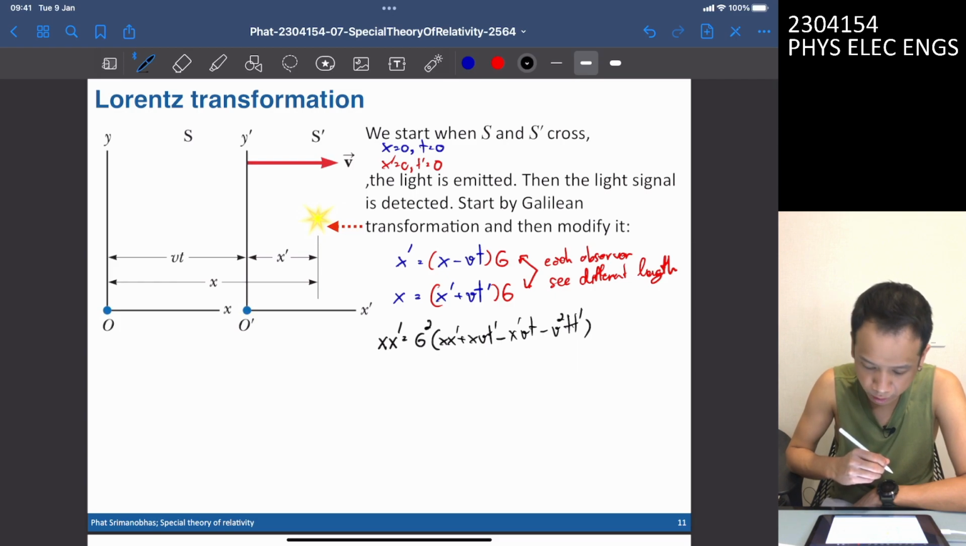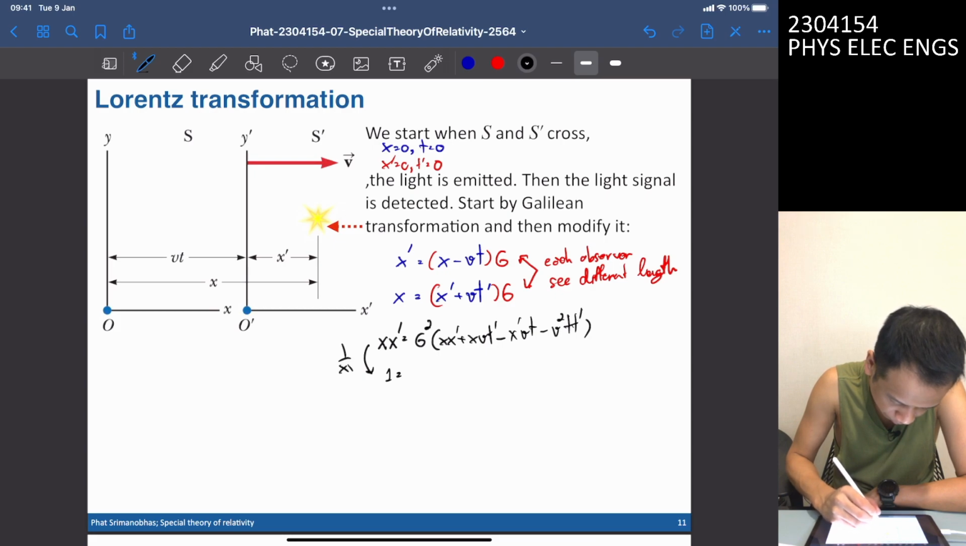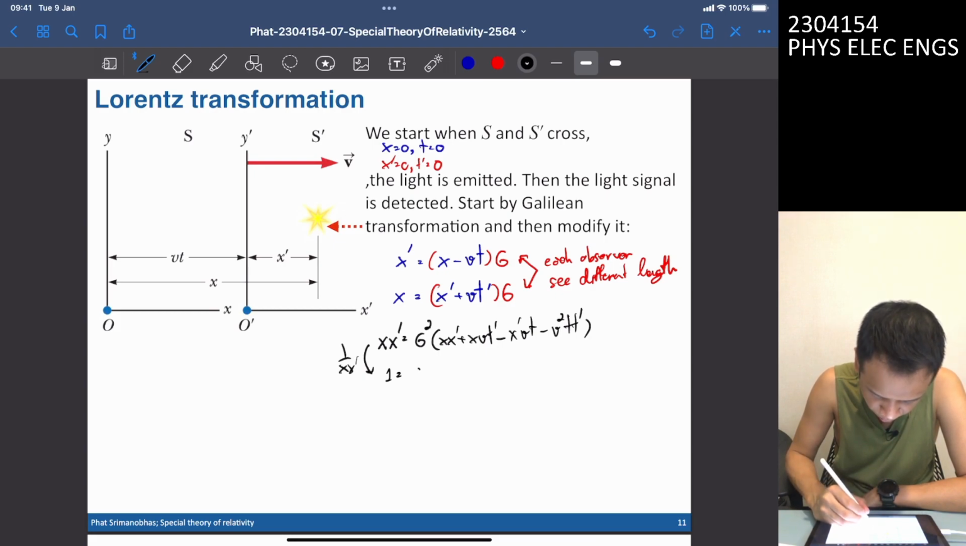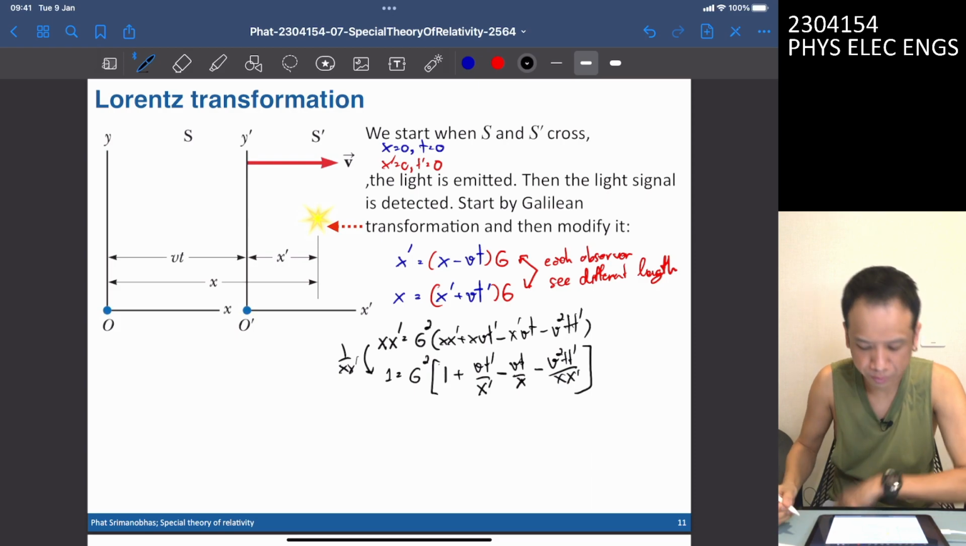Then you divide by x and x prime, so you get 1 equal to g square times 1 plus v t prime over x prime minus v t over x minus v square t t prime over x x prime.